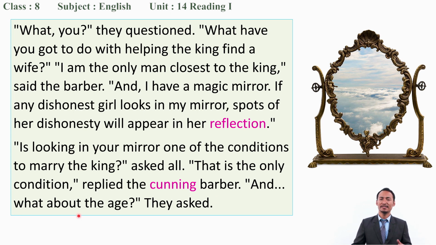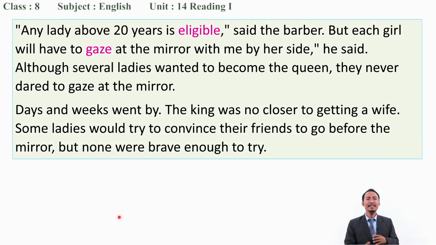And what about the age? Then what about the age? What age does the king want? They asked. What happens in the next? So what can be the age? Can you guess, students? कति वर्षको चाहिँ eligible हुन्छ होला for the marriage? Okay, according to the story, let's see है. हेर्नुस् त. Any lady above 20 years is eligible, said the barber. Barber ले भन्छ any lady above 20 years is eligible. 20 वर्ष पुगेको सबैजना suitable हुन्छ. Eligible को meaning के रहेछ? Suitable. Okay, fit.